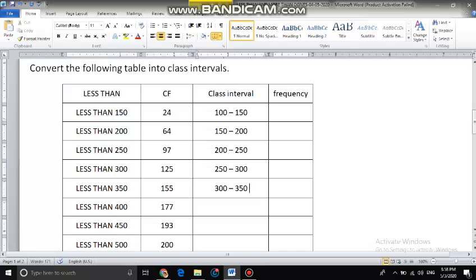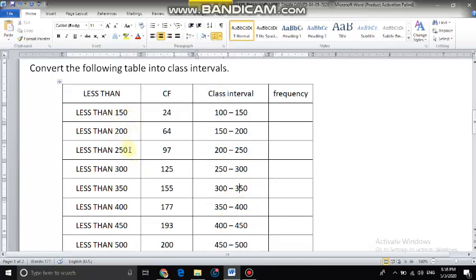Less than 350 means 300 to 350. Then next one is 350 to 400, then 400 to 450, and finally 450 to 500. That is how I have written it, because the class size here is 150, 200, 250.